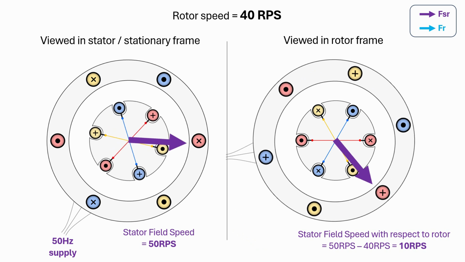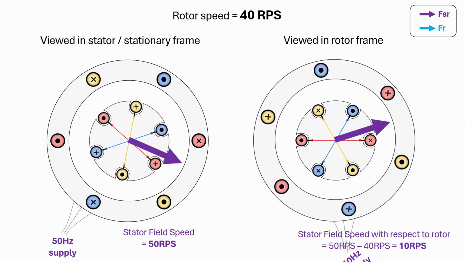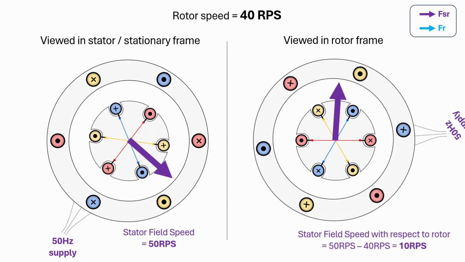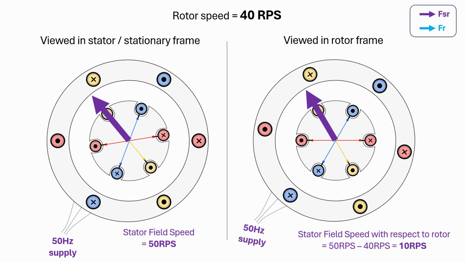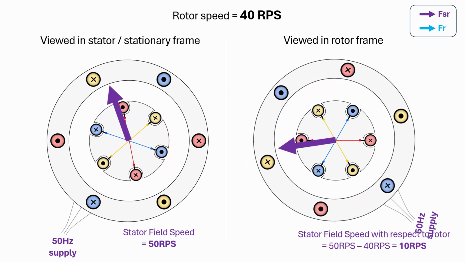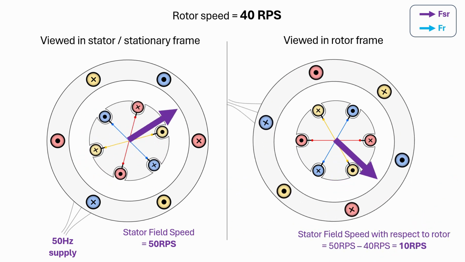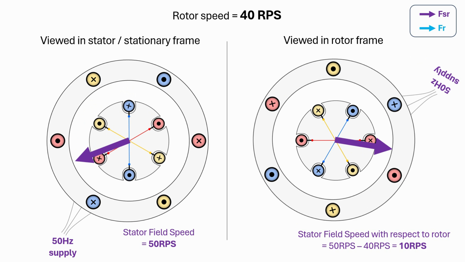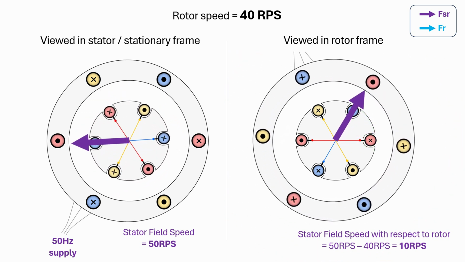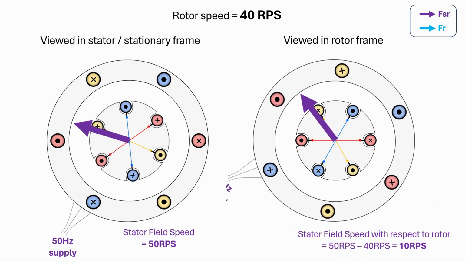Let's look at the rotor reference frame to understand better. In the stationary frame, the absolute speed of the stator field is 50 RPS, and the absolute speed of the rotor is 40 RPS. When you look at the rotor reference frame, the relative speed of the stator field with respect to the rotor is 50 minus 40. That is 10 RPS. In easier words, the rotor is rotating slower by 10 RPS compared to the stator field. So the stator field, linked with the rotor coils, is varying with only 10 RPS speed.